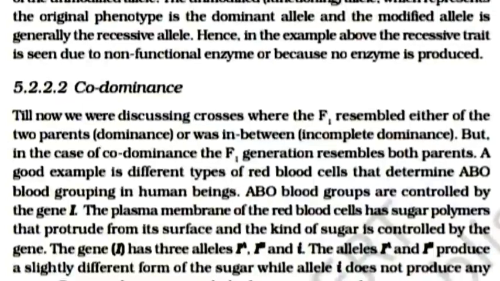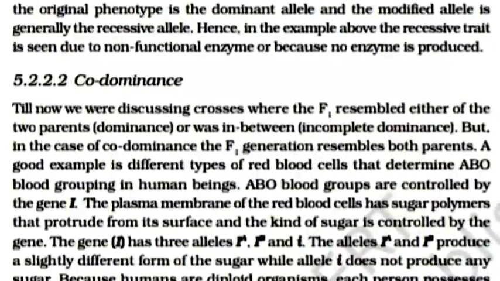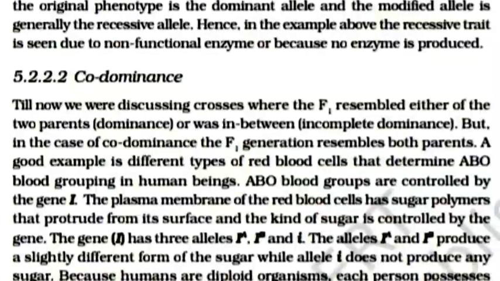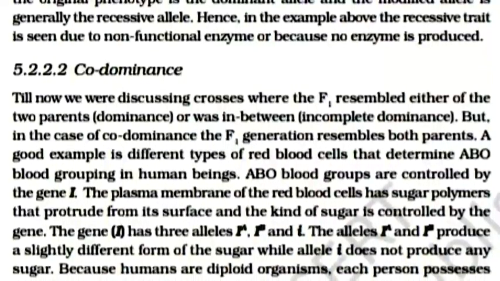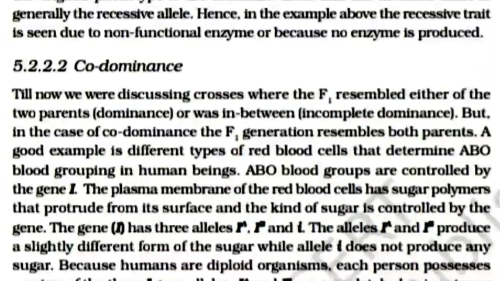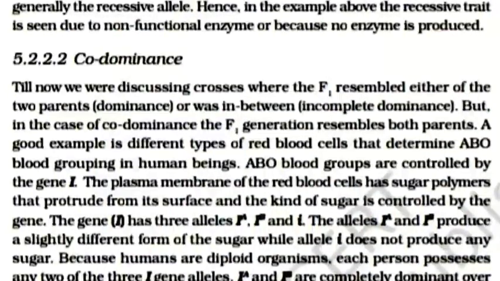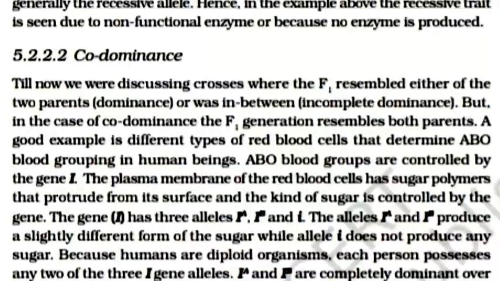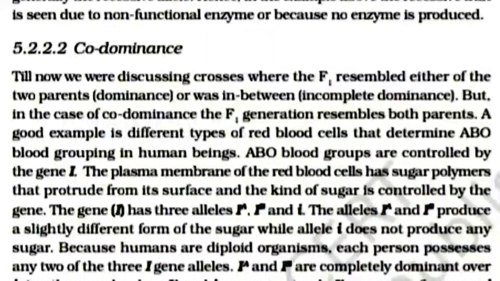Codominance. Till now we were discussing crosses where the F1 resembled either of the two parents, dominance, or was in between, incomplete dominance. But in the case of codominance, the F1 generation resembles both parents. A good example is the different types of red blood cells that determine the ABO blood group in human beings.